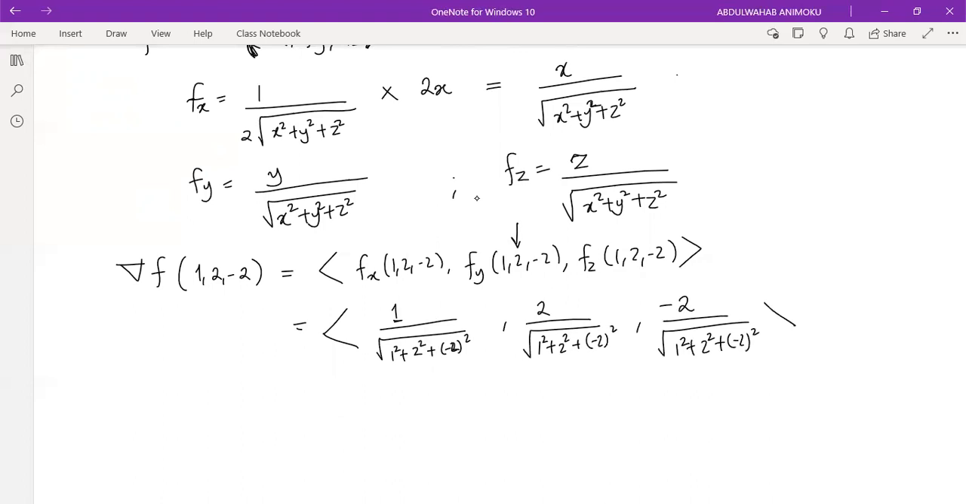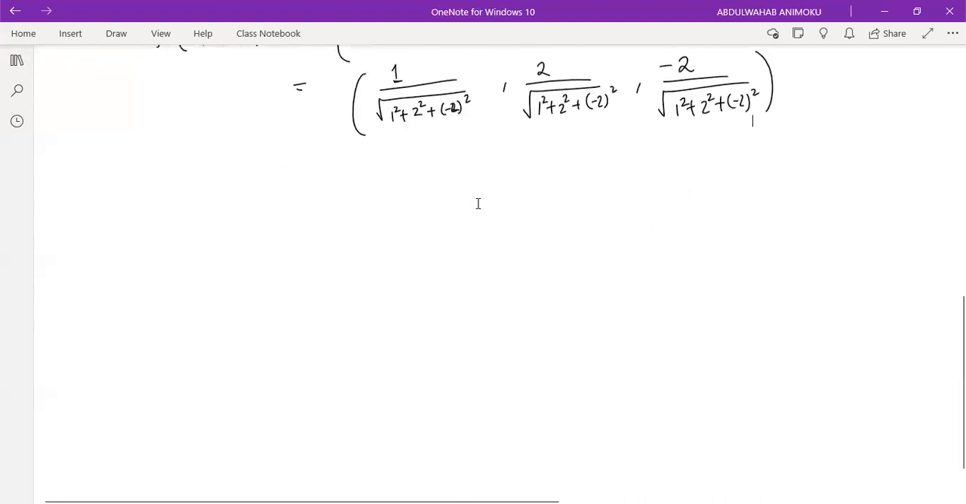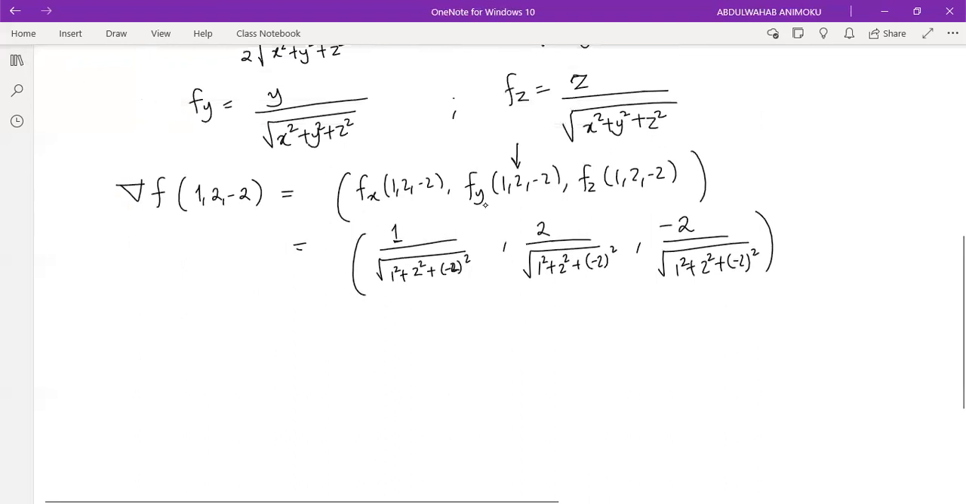So I'm kind of using a different notation for vector in this particular context. So let me not mix things up. Let's use this as our notation for vector. So let's quickly calculate this. This gives us 1 over, so this is 1 plus 4, that's the square root of 9, so that's going to be 3. Here it's 1 over 3, here's 2 over 3, here's minus 2 over 3.